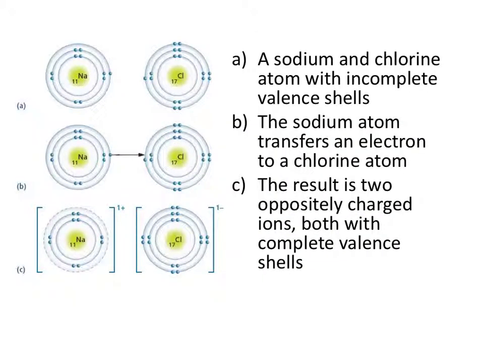So here's an example of how electrons are transferred. In this example, we have sodium and chlorine atoms. Both of them have incomplete valence shells. Sodium will readily give up its extra electron to a chlorine atom, and the result is that we have 2 oppositely charged ions, both with complete valence shells. And the 2 ions are now held together by electrical attraction, and we'll talk more about that later.